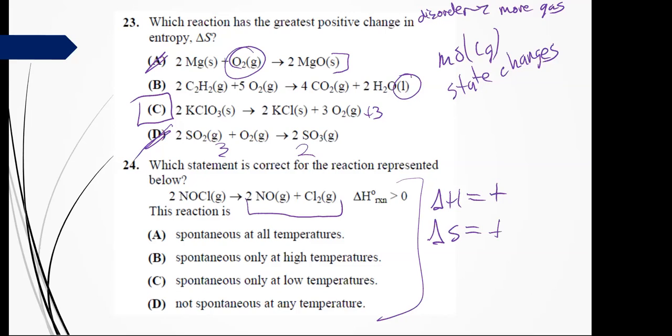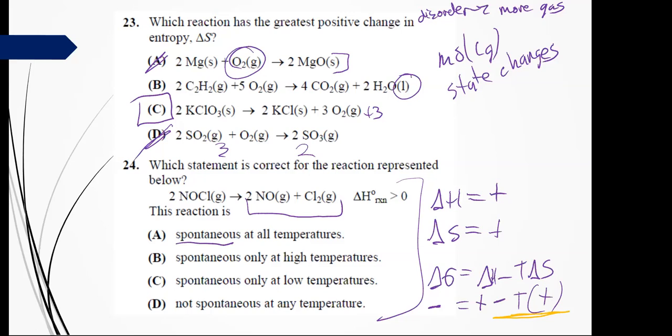And so if we're talking about spontaneity, spontaneity should always bring up delta G in your mind. And so delta G is delta H minus T delta S. And so if this is positive and this is positive, we're going to be spontaneous when delta G is negative. So it has to be high temperatures. Right? So if we're minusing T times a positive number, if we go to low temperatures, this term over here is going to be getting smaller, right? As that T shrinks, then our negative value is going to shrink. So low temperatures isn't going to help us.